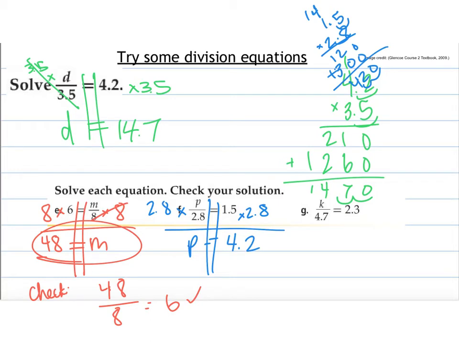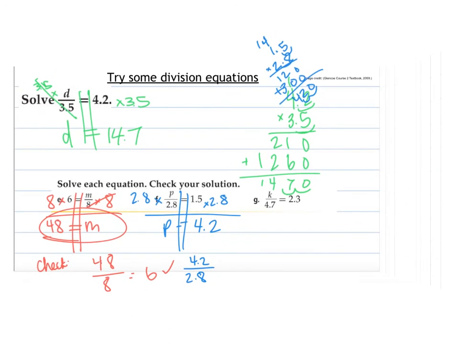Now we need to do our check here. So we are going to take 4.2 and we're going to divide it by 2.8. When we are dividing decimals, let me zoom out here a little. Top number is going to go inside the bracket. Okay, move the decimal 1 spot to the right, carry it up above.